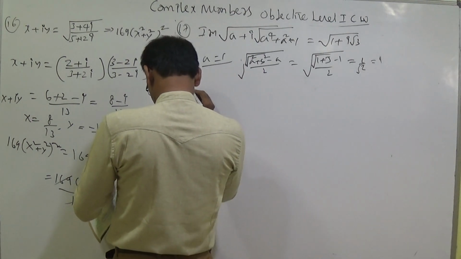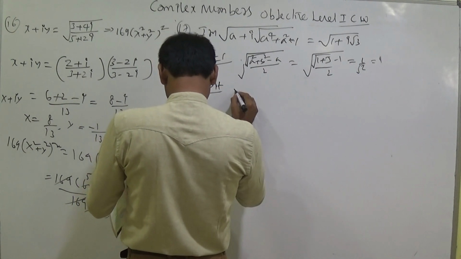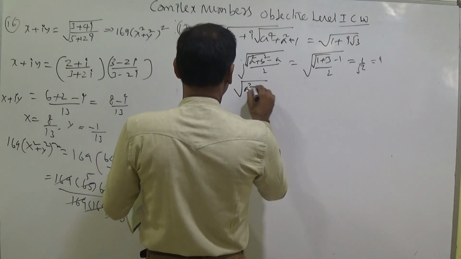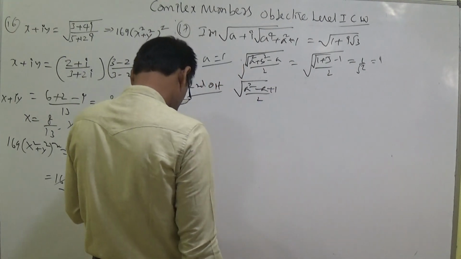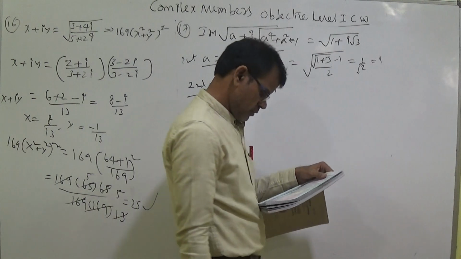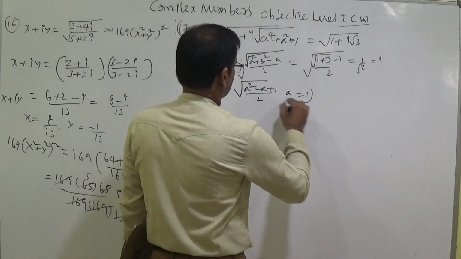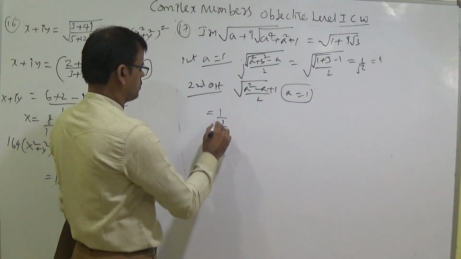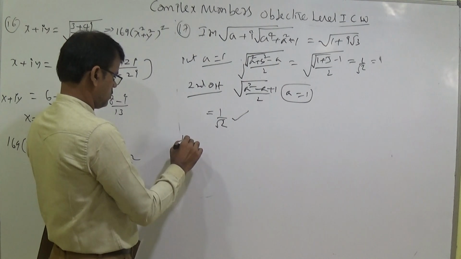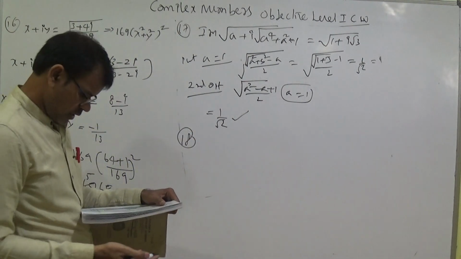Put a is equal to 1. Second option, root of a square minus a plus 1 by 2. Only the second option is correct. Substitute a here. Put a is equal to 1 here. 1 minus 1 plus 1 by root 2 becomes 1 by root 2. 18th one. This is IB question.